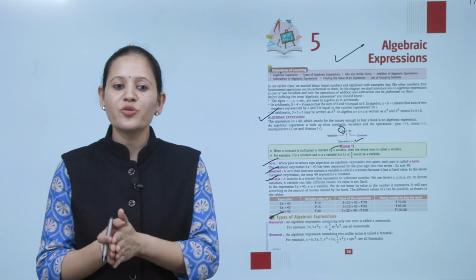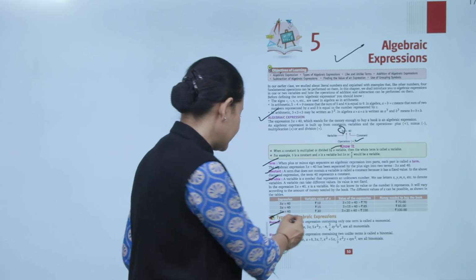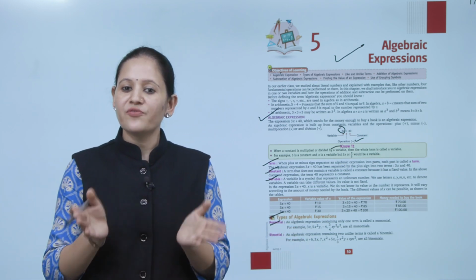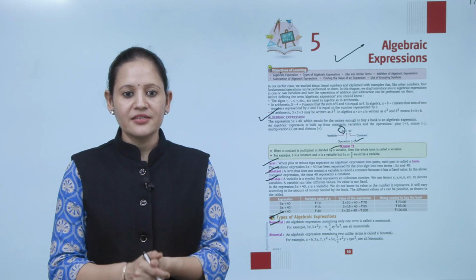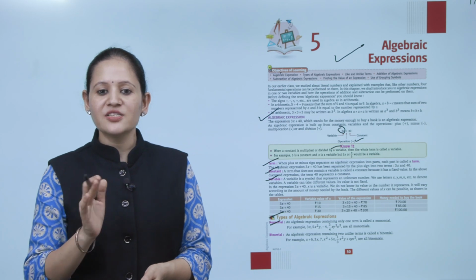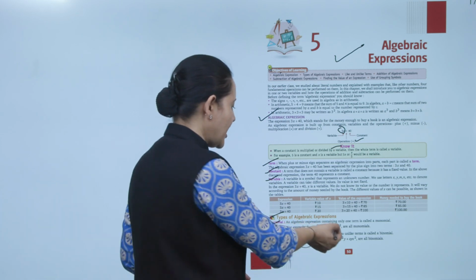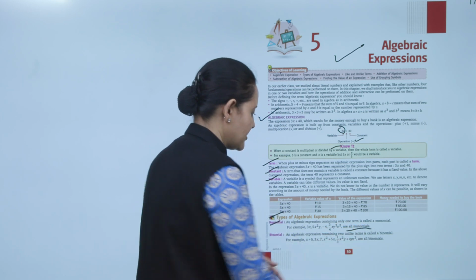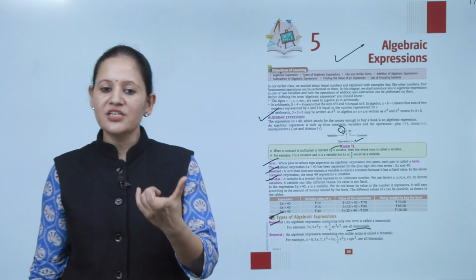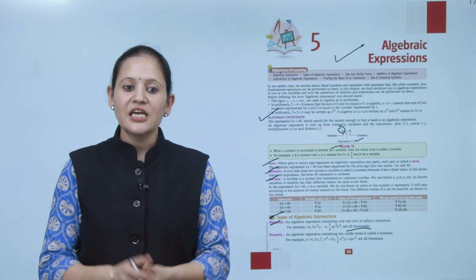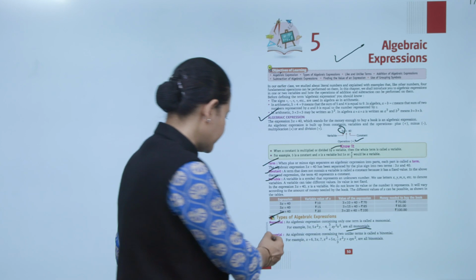First is monomial. An algebraic expression containing only one term is called a monomial. For example, 3x, 5x square y, minus 4, 3 by 4 x y square z square. All these are monomials. Clear? Because only one term is there, they are called monomials. Mono means one.